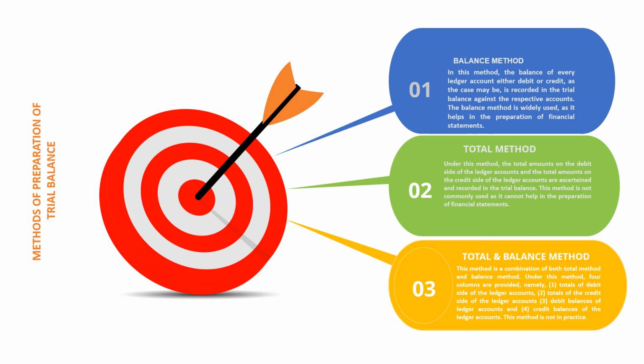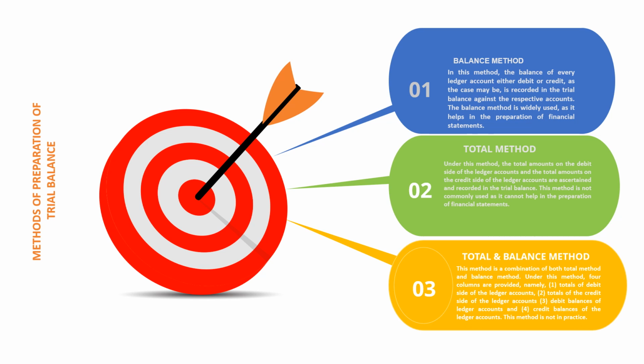2. Total method. Under this method, the total amounts on the debit side of the ledger accounts and the total amounts on the credit side of the ledger accounts are ascertained and recorded in the trial balance. This method is not commonly used as it cannot help in the preparation of financial statements.